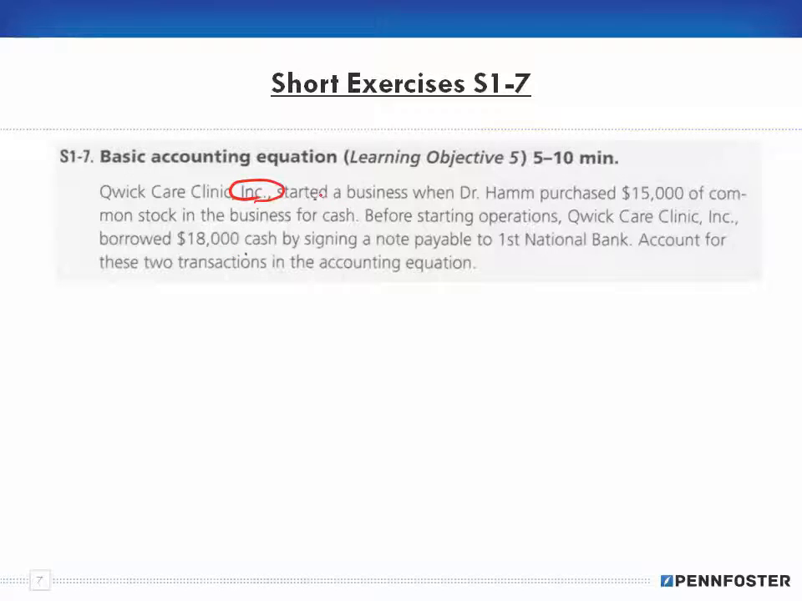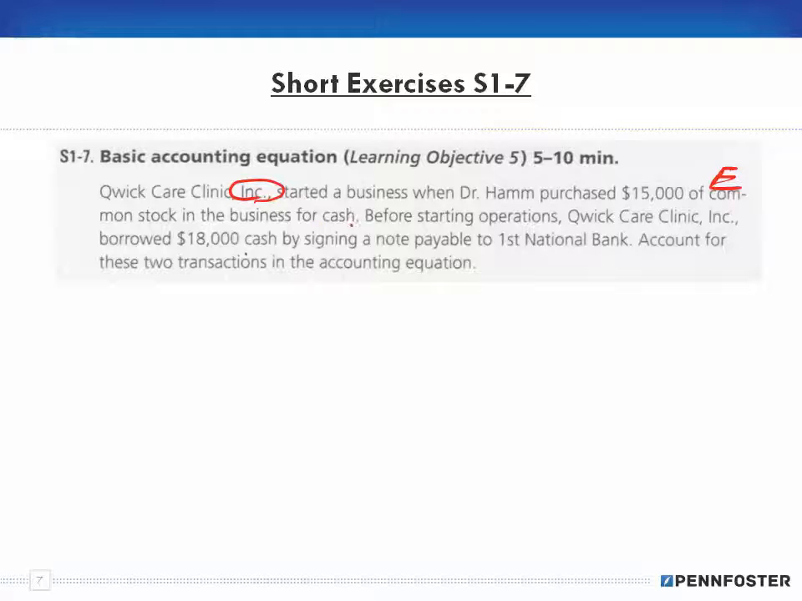So he purchases 15,000, and by the way, incorporated isn't a business entity, a corporation. And in order to start that up, that's how you would invest your cash in the business, by purchasing stock. So that's what he's doing here. He purchases $15,000 of common stock. So the common stock is equity, okay? And in the business for cash.